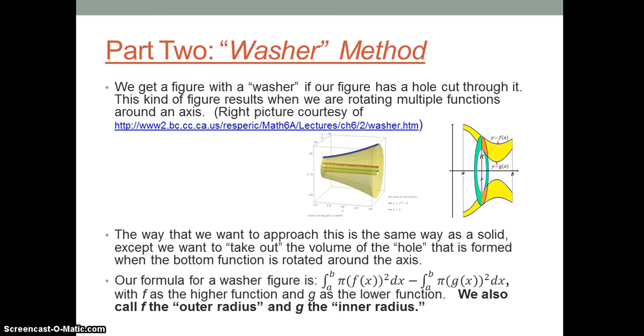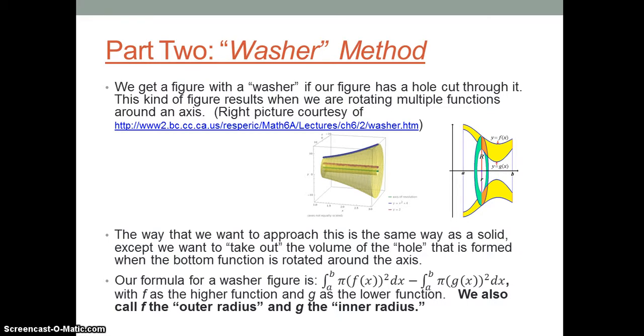So let's make it a little bit more complicated. We've got what is called the washer method, which is what happens if we rotate two functions around an axis. And we get what's called a washer shape, a washer being the little circular object with a circle cut through it. So, as you can see, I've got a couple of pictures of this. The first picture is another Wolfram Alpha picture. You can kind of see how there's a little hole cut through the center of our shape.